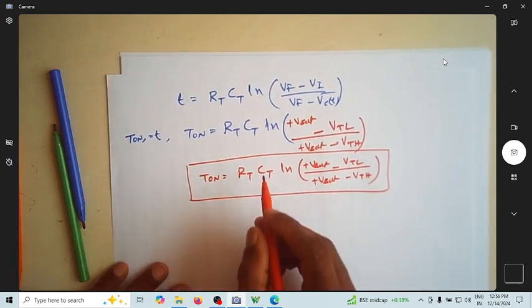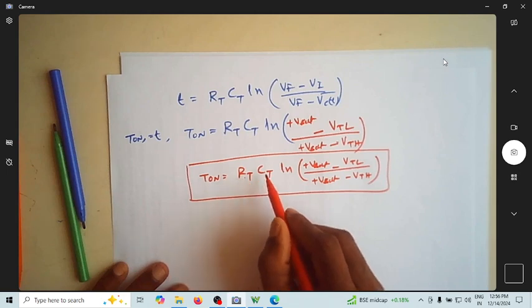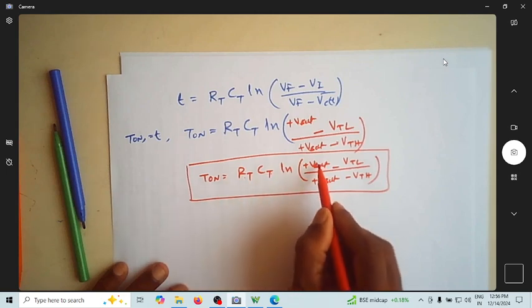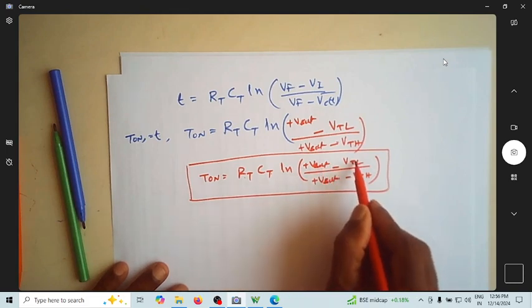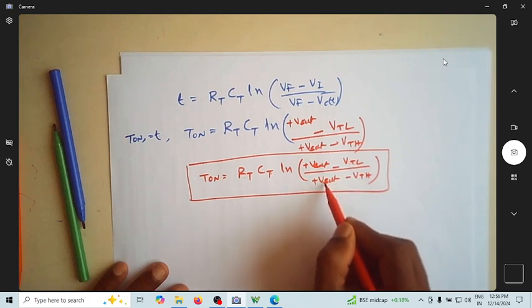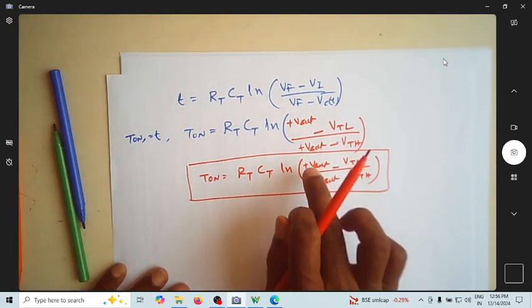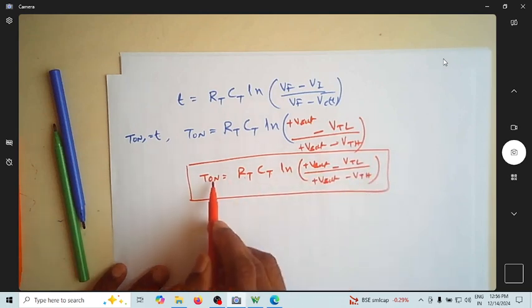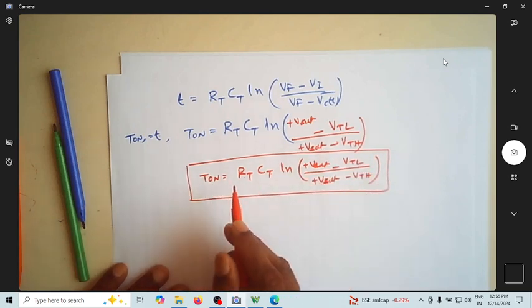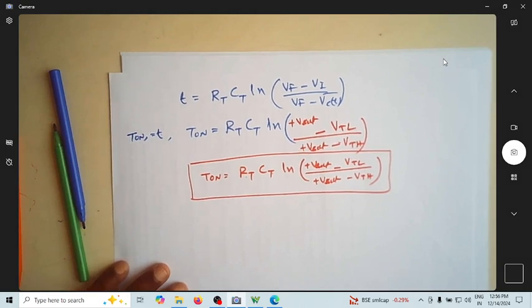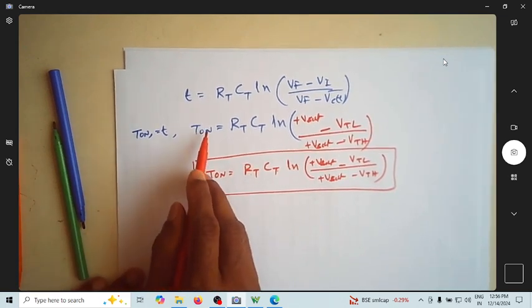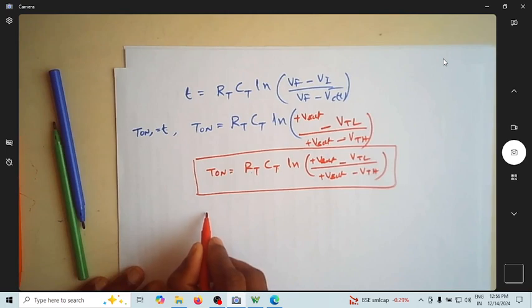While performing the experiment, I will know RT and CT, I will measure plus Vsat, and I will know VTL and the maximum voltage from the capacitor voltage. If you know all these parameters, you can easily find out T on, which we would have measured using the AD kit. You can compare that with this value. Similarly, here is the expression for T off.